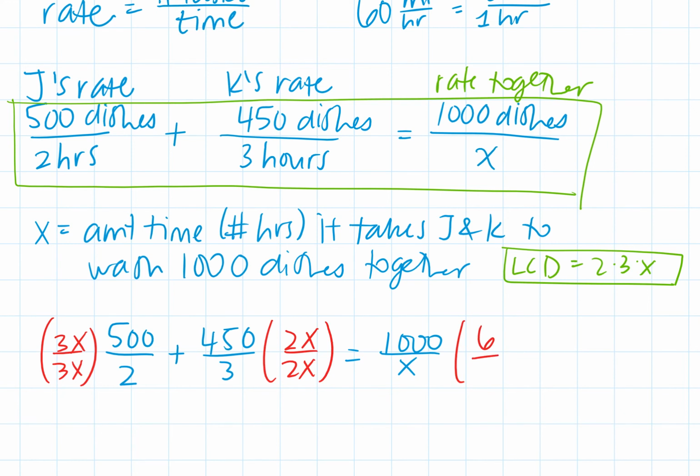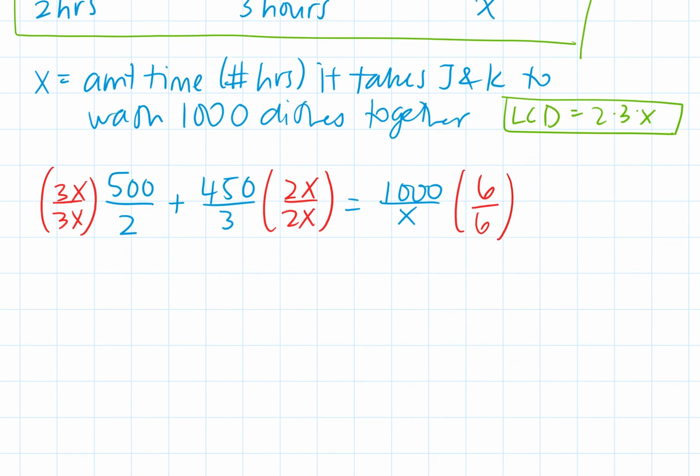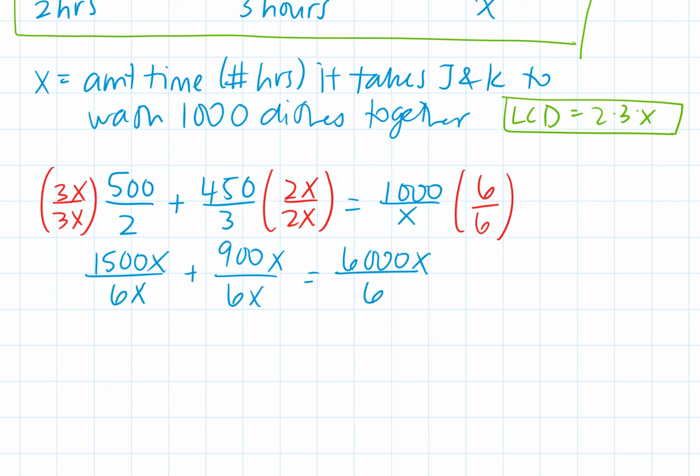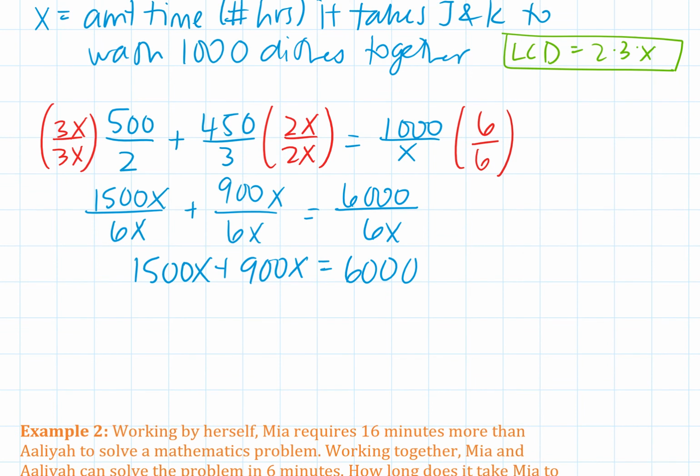You guys know how to solve from here. We have 1,500x over 6x plus 900x over 6x is 2,400x over 6x. Because the denominators are equal, the numerators must be equal. This happened to turn into, I'm sorry, this is just 6,000, not 6,000x. This happened to turn into a linear equation, right? We've got x's but no x squares or anything like that. So linear equations, we get all the x's on one side, as they already are, and then divide by the coefficient.